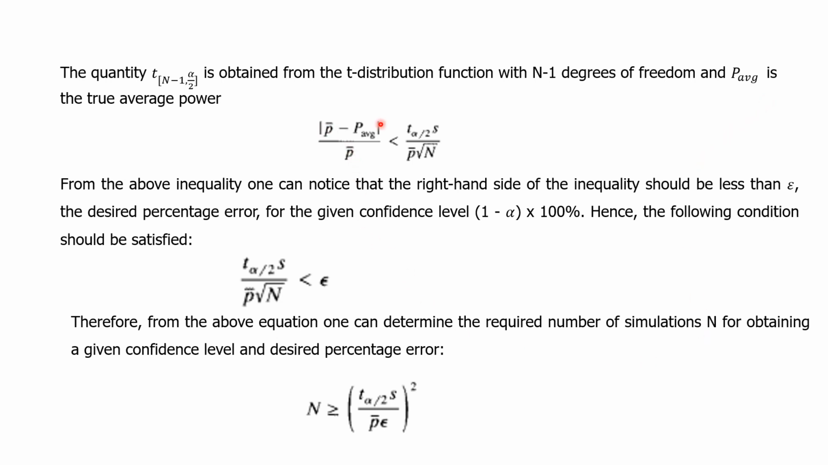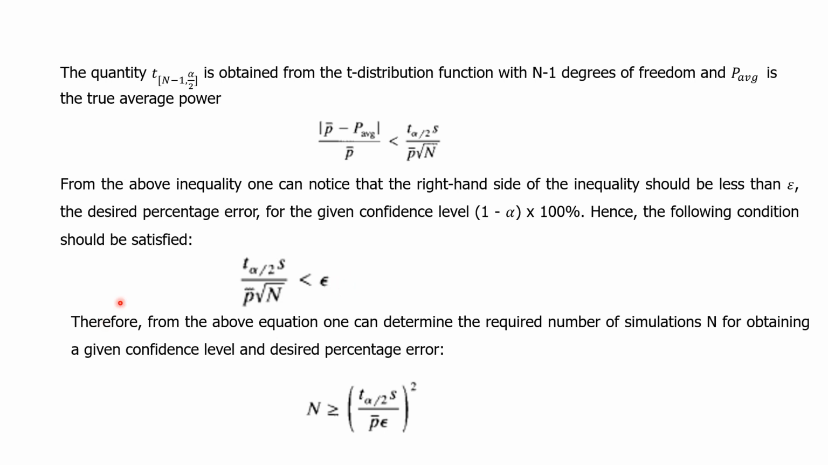So the mean minus average, divided by the mean value P bar, is less than t alpha by 2 times S divided by P bar square root N. From the above inequality, one can notice that the right hand side of the inequality should be less than epsilon, the desired percentage error for the given confidence level (1 minus alpha) times 100%. Hence, the following condition should be satisfied: t alpha by 2 S over P bar root N is less than the percentage error.